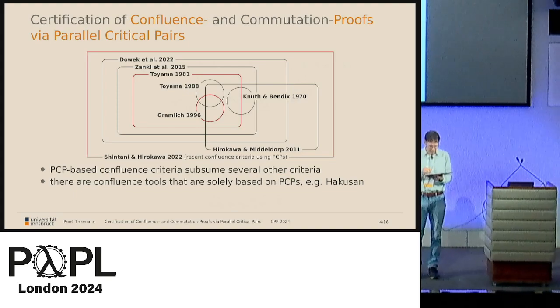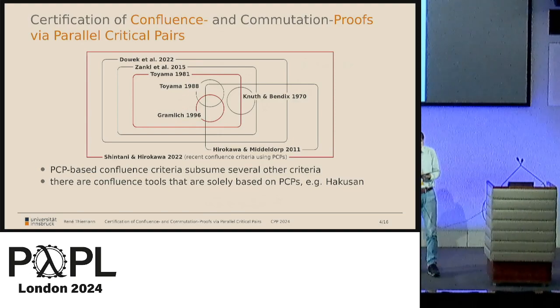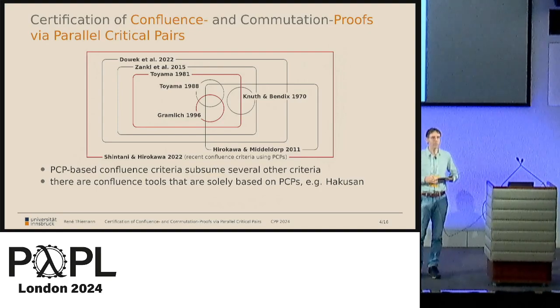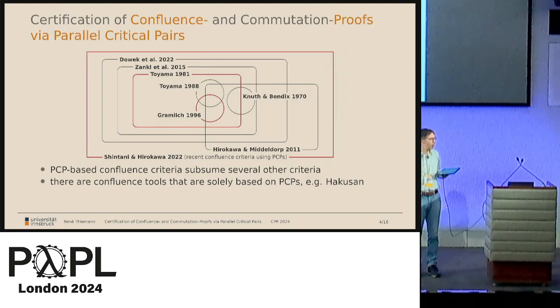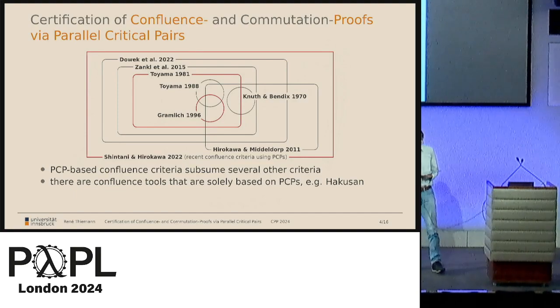Because what you see here is a history of various different techniques for proving confluence of different power. And you see here that actually the red box outside here of the work of Shintani and Hirokawa, they proved that by using parallel critical pairs, they can simulate all of these other confluence criteria. Some of them are also relying on parallel critical pairs, but even those which rely upon ordinary critical pairs in the non-parallel setting. So it's really quite a powerful technique, so it's worthwhile to formalize this part in a theorem prover.